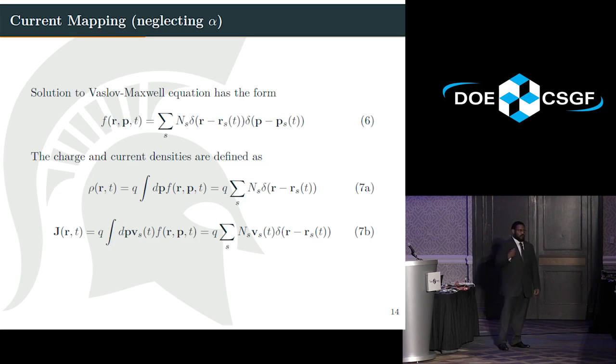But to represent our charges, we have to give them some sort of shape function. That way we can discretize it and map it to the grid. So just to make our math kind of easy, we're going to say that our distribution function f can be represented as delta functions. And so we can discretely represent our charges and our current density in this manner here.